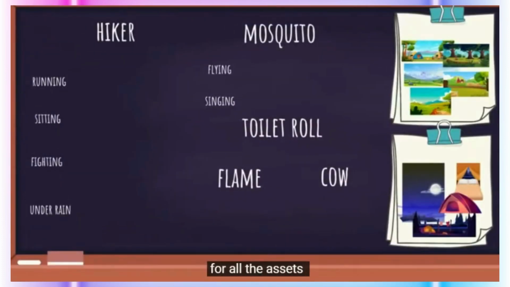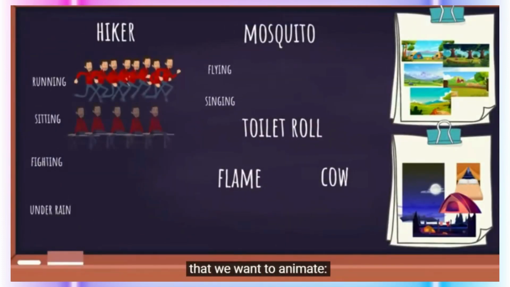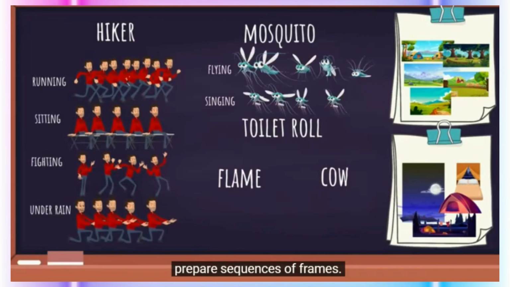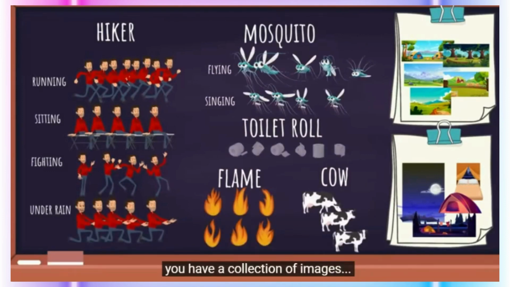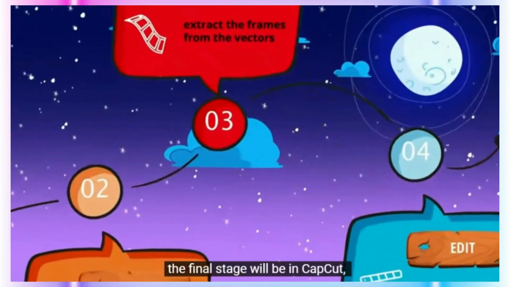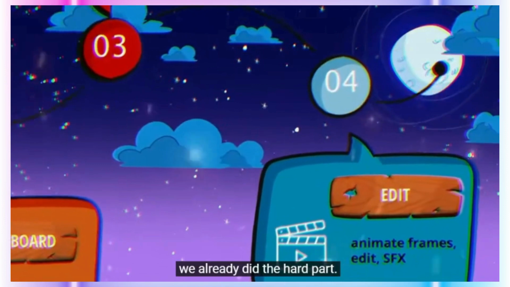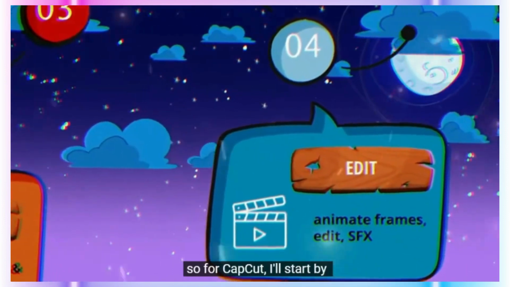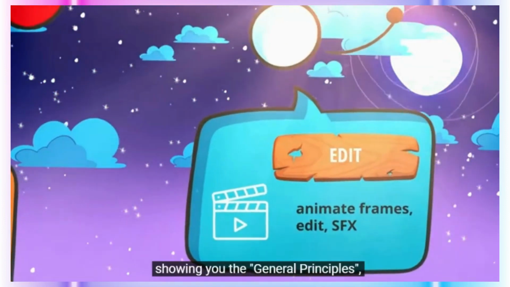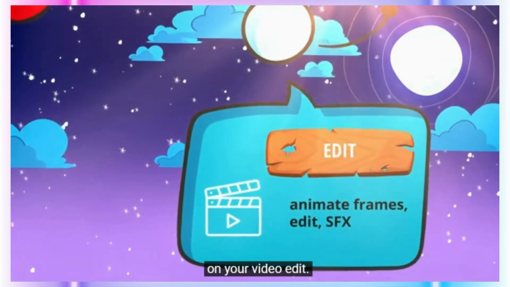We do the same for all the assets that we want to animate. Prepare sequences of frames. And by the end, you have a collection of images of all your animated characters. And we can move on to the next step. The final stage will be in CapCut, and really, we already did the hard part. So for CapCut, I'm going to start by showing you the general principles, then some practical applications on your video edit.